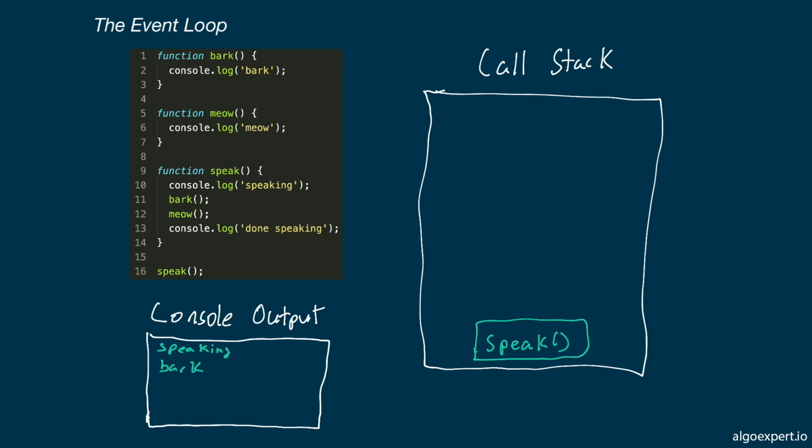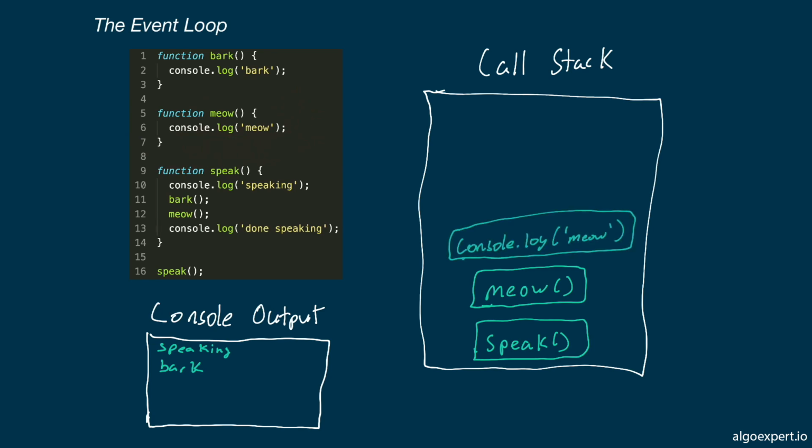This is also the end of the bark function, so bark gets popped off of the call stack as well. Next, speak calls meow, pushing meow onto the call stack. And just like bark, meow also calls console.log, so we push that onto the call stack. Then meow will be logged out, and both console.log meow, as well as the meow function, will be popped off of the call stack.